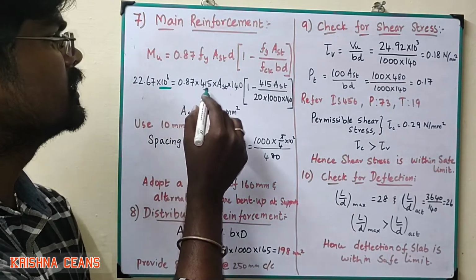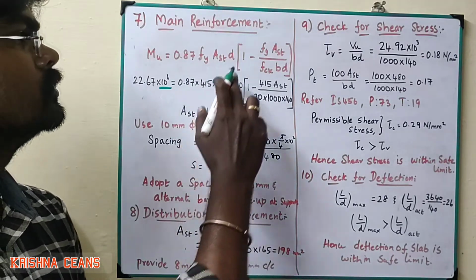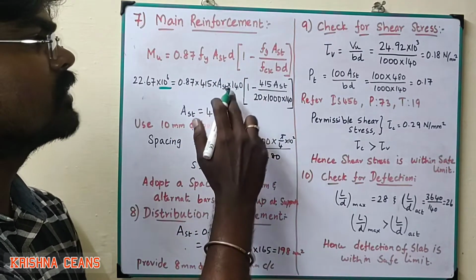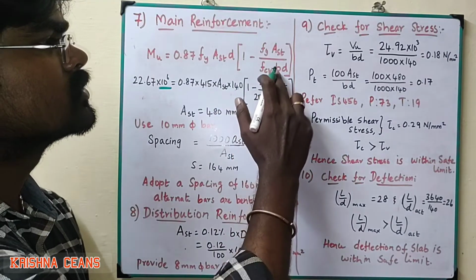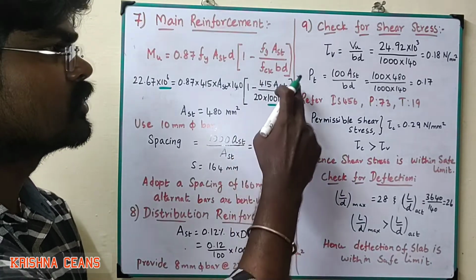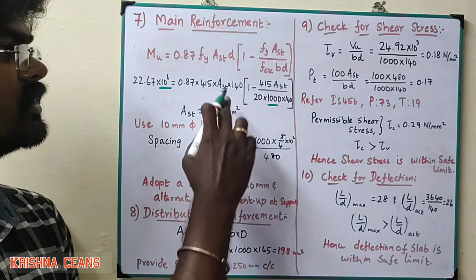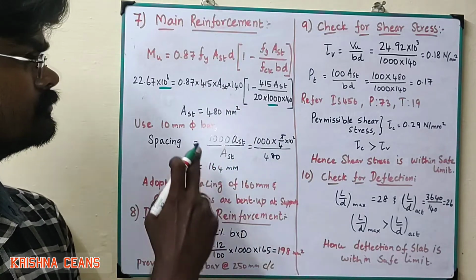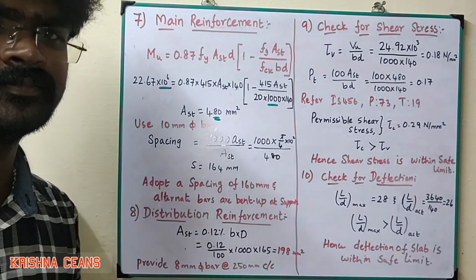Then 0.87 into fy is 415. Ast is what we are going to find out. So d is effective depth, 140. So 1 minus 415 Ast divided by 20. So b, we always design for 1 meter, so that's why we provided here 1000 mm. So d is 140. So after simplifying this equation, we will get the value in terms of Ast. That is, Ast is equal to 480 mm square.